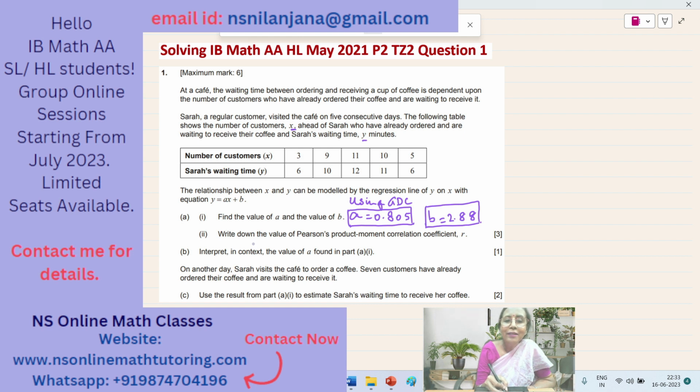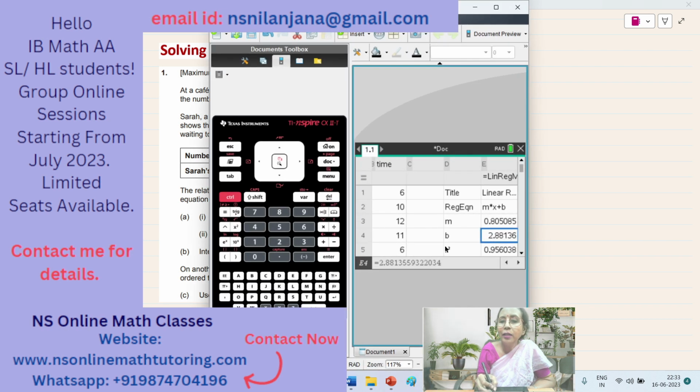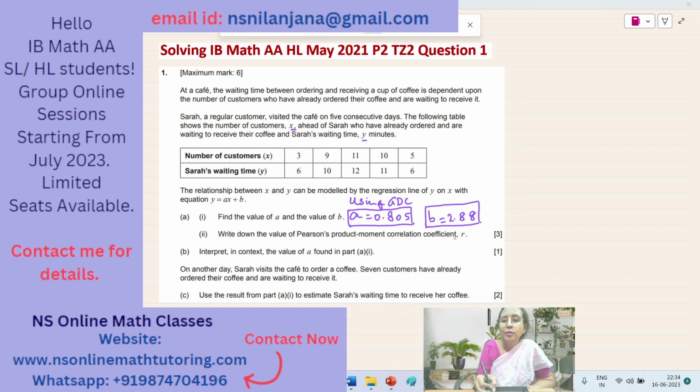Subpart II: write down the value of Pearson's product moment correlation coefficient R. So we have to give the R value. This is the R value, 0.977... up to three significant figures, it will be 0.978. So R is equal to 0.978.